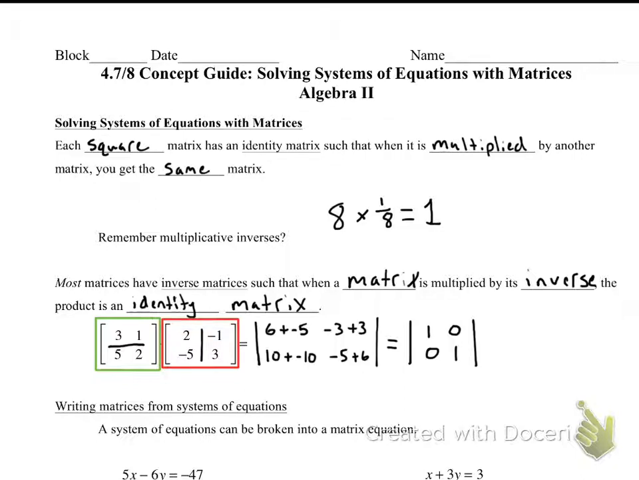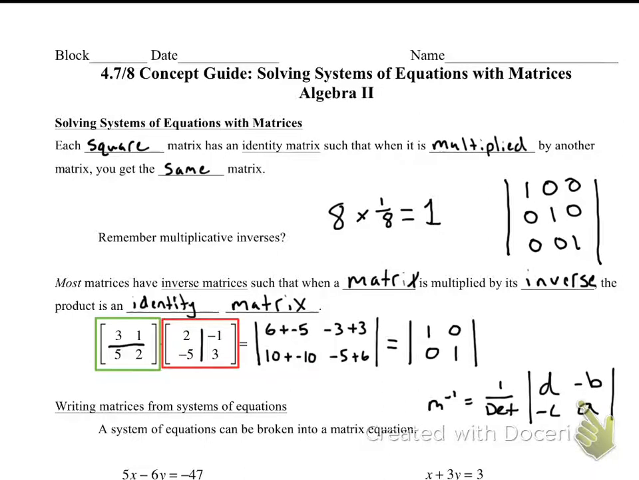Another example, they can get bigger and bigger. A 3 by 3 identity matrix, if you look up top, would be 1, 0, 0, 0, 1, 0, 0, 0, 1. Just that diagonal 1 going across the matrix. That's an identity matrix. Our formula to get an inverse without using the calculator is 1 over the determinant times, flip A and D, and then multiply B and C by negative 1. We'll get more into that. I want you to know how to use that formula, but we're going to do most of this in the calculator.